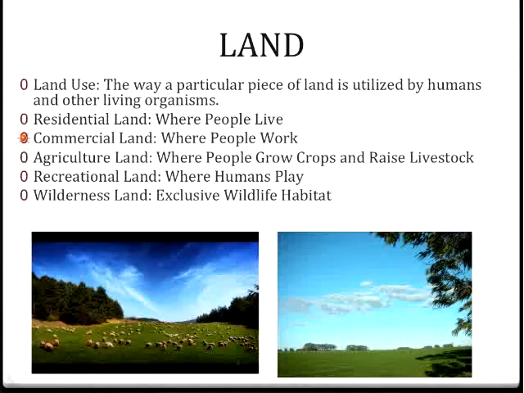Then there's the commercial land, and this is where the people work. This is their jobs and industries. And then you've got the agriculture land, and this is where people grow crops and raise livestock. This is where the farming comes in. And then you've got the recreation land. This is simply where humans play, where they hike, mountain climb, hunt, that type of thing. And then there's the wilderness land, which is exclusive wildlife habitat where particular animals live.